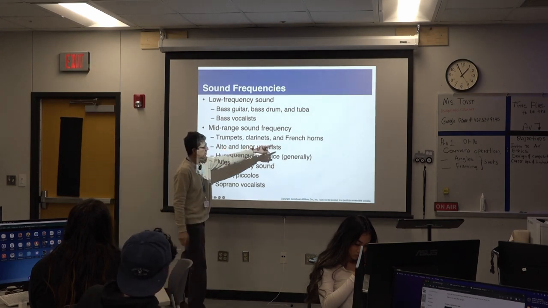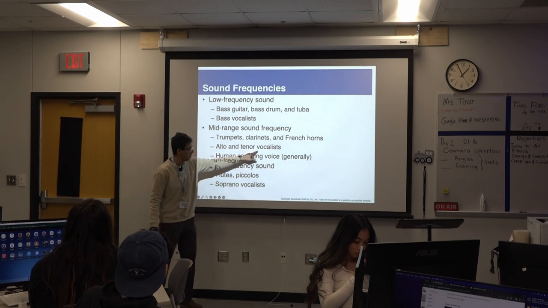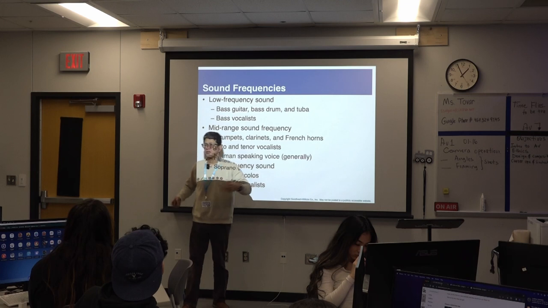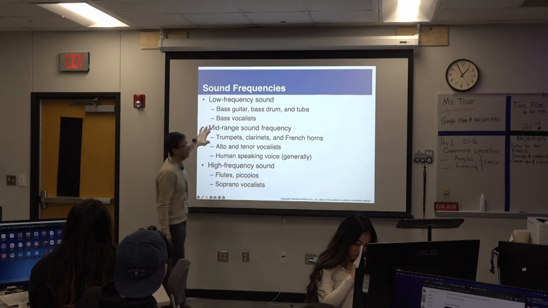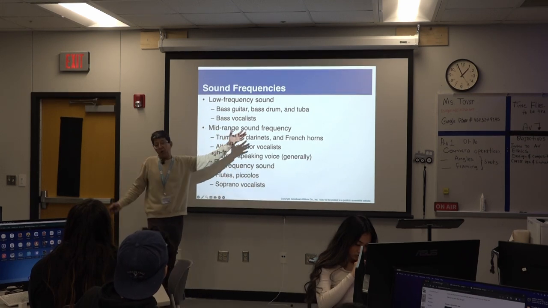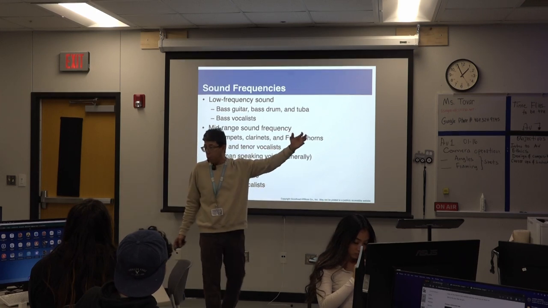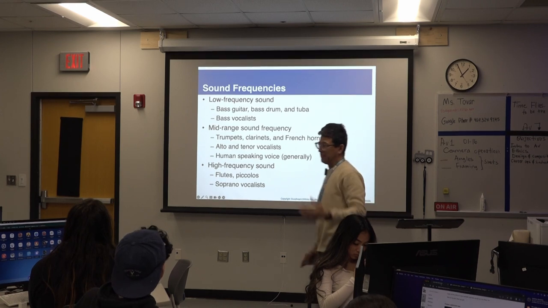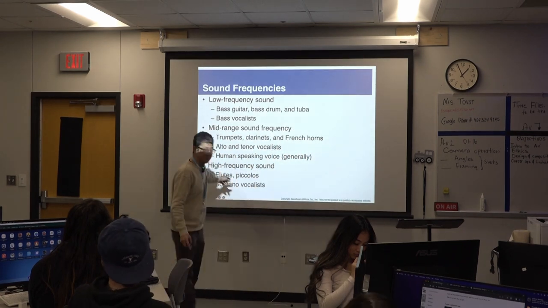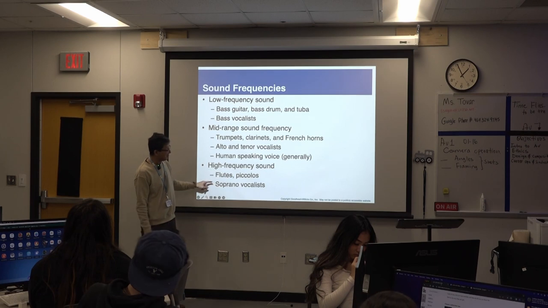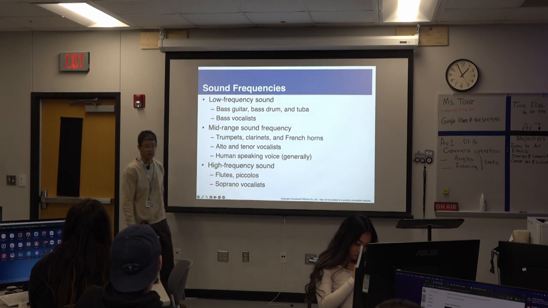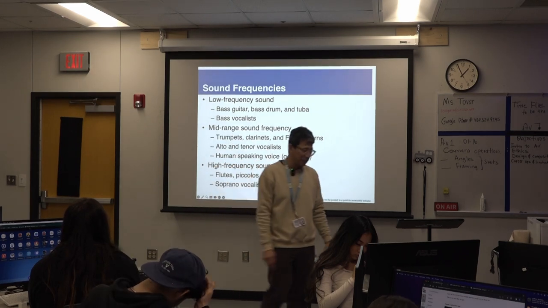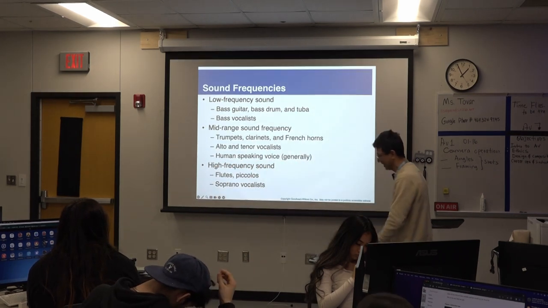Mid-range: trumpets, clarinets, French horns, alto and tenor vocalists. A human speaking voice, most likely my tone, is going to be probably in the mid-range, because I already did my example. Oh, this is low. Hi, today we're going to talk about the chipmunks. Do you see how it sounds very fun? And then I went all the way high. High frequency sounds like flutes, piccolos, soprano vocalists, and so forth. And even crazy chipmunks and Looney Tunes. This is fun.